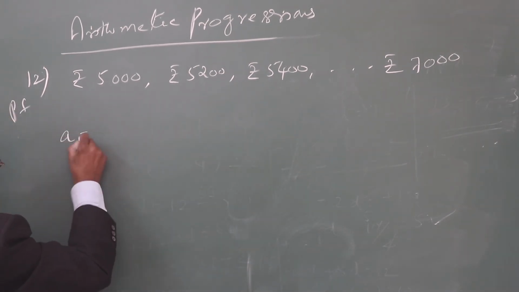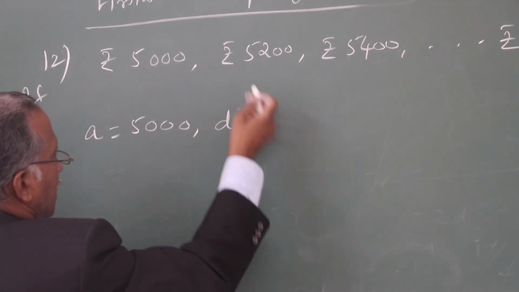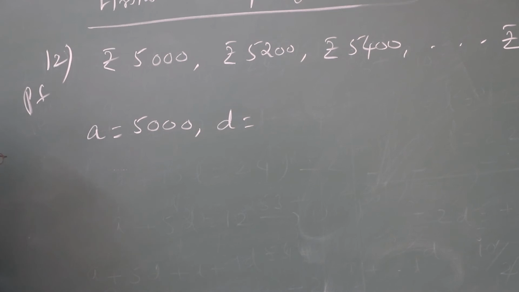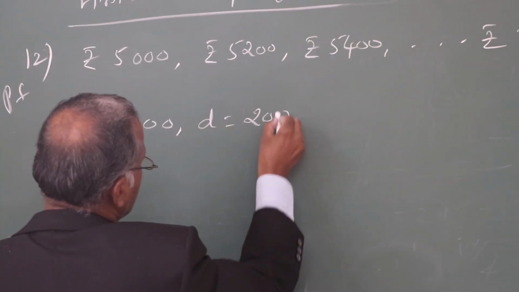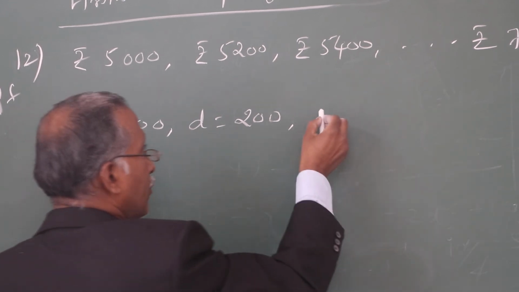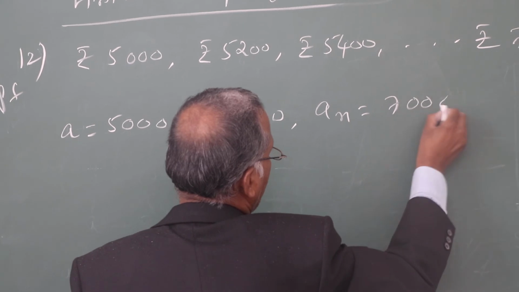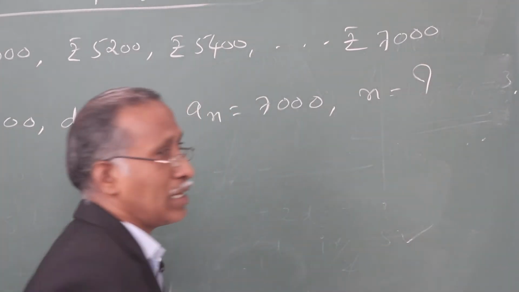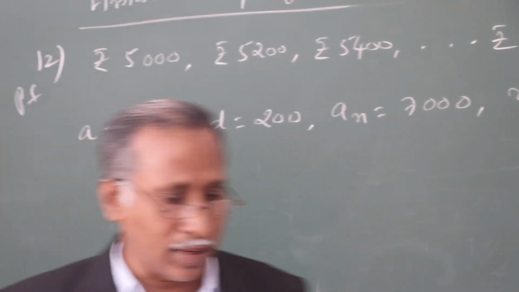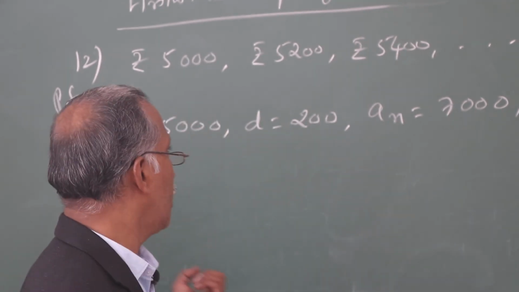So, A is equal to 5,000 rupees. Common difference, second term minus first term, 5,200 minus 5,000, 200 rupees is the common difference. In which year he got the total salary as 7,000? We do not know. n means after how many years he reaches his salary. He reaches the salary of 7,000 rupees, as given.